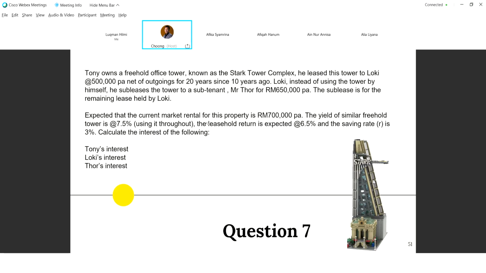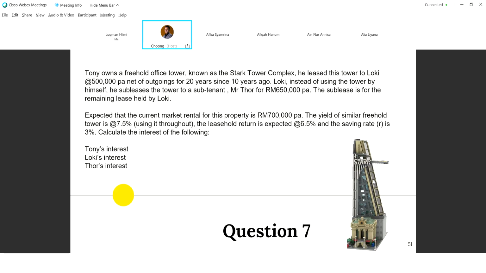So basically, Tony is the owner. Lockheed is the head tenant, and Tall is the subtenant. So we have three parties here. Tony is the owner of the property itself, a freehold property. Lockheed leased the property from Tony, but he found that he could actually make money from it. He's a smart guy. So he re-rented the property to Tall. So eventually you have three parties here.